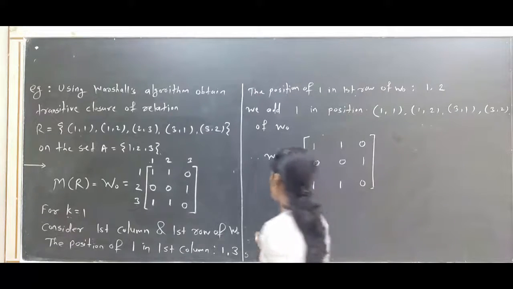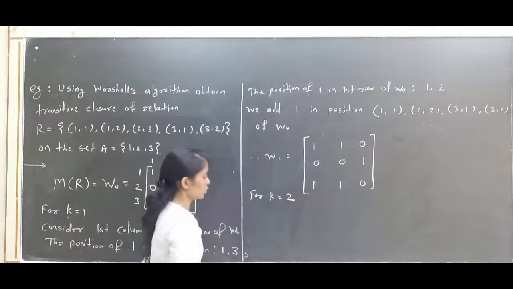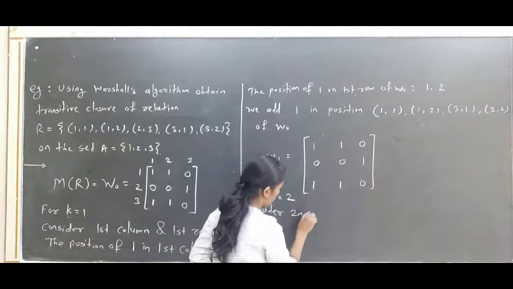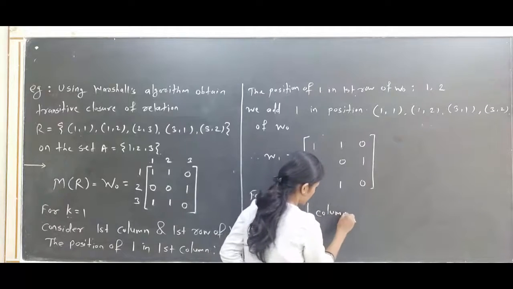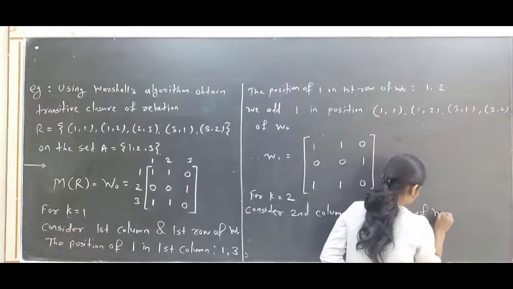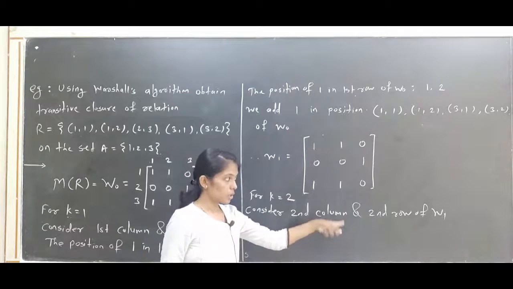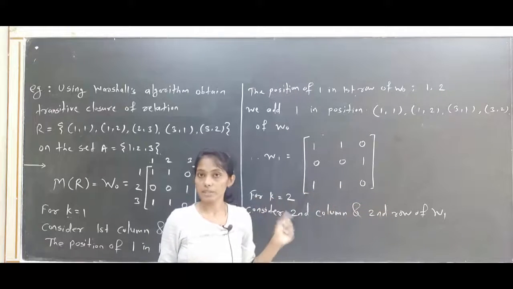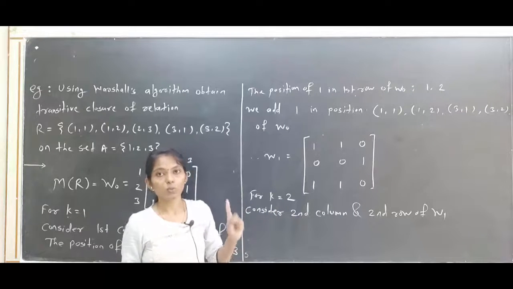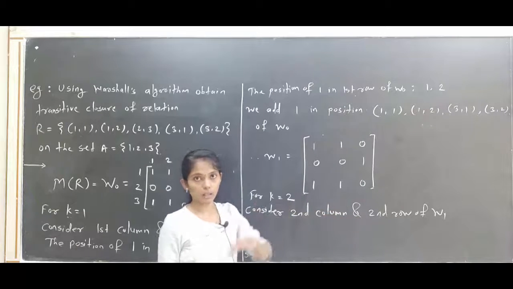Okay, now we consider k equals 2. So consider the second column and second row of W1. But remember, first we consider the column and then the row. If you first consider the row and then the column, then your answer is wrong. So that's why, using the algorithm, first consider the column and second consider the row.